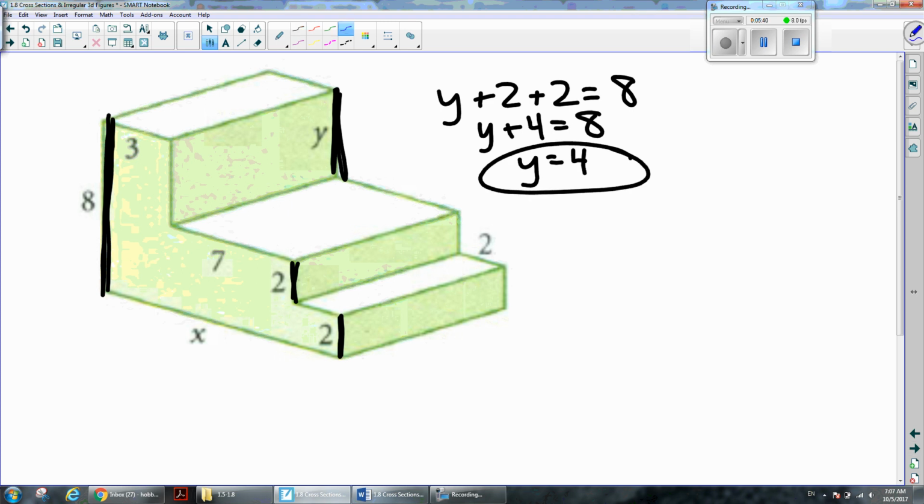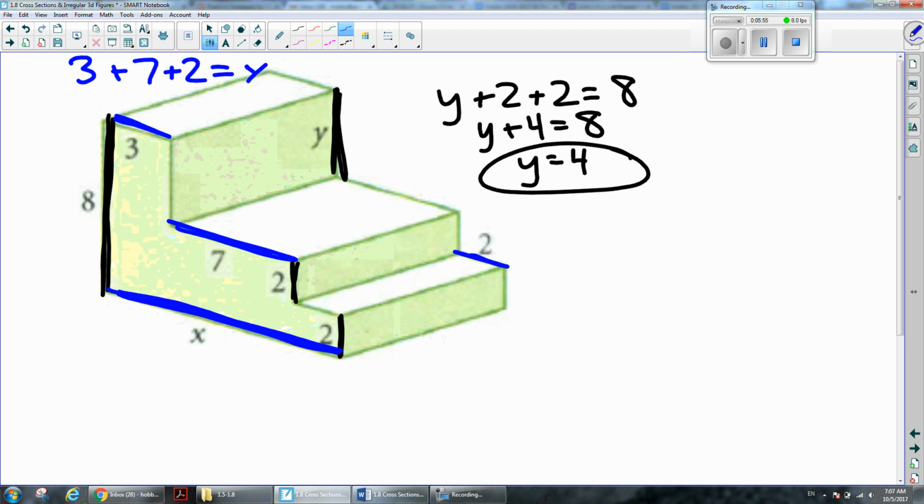Then we can take a look at x. X is the total for all of these horizontal parts. So we have 3, if we add 7, and this 2, that equals that whole length. So x is really 12.